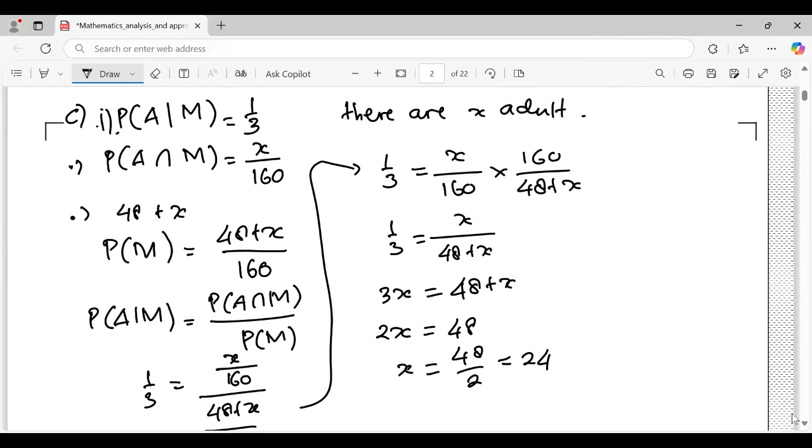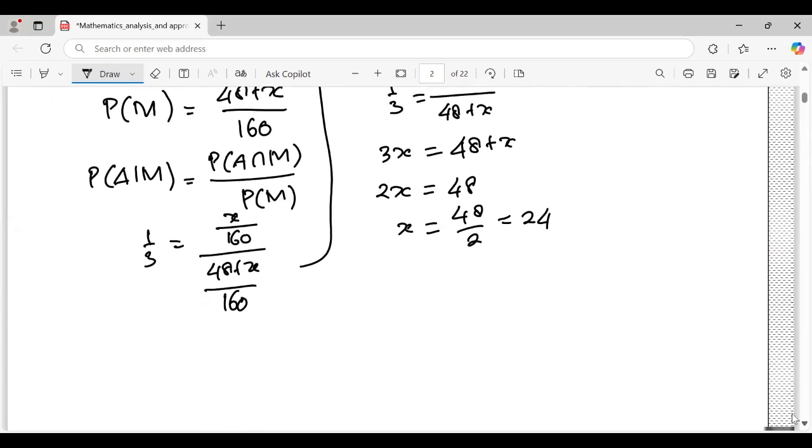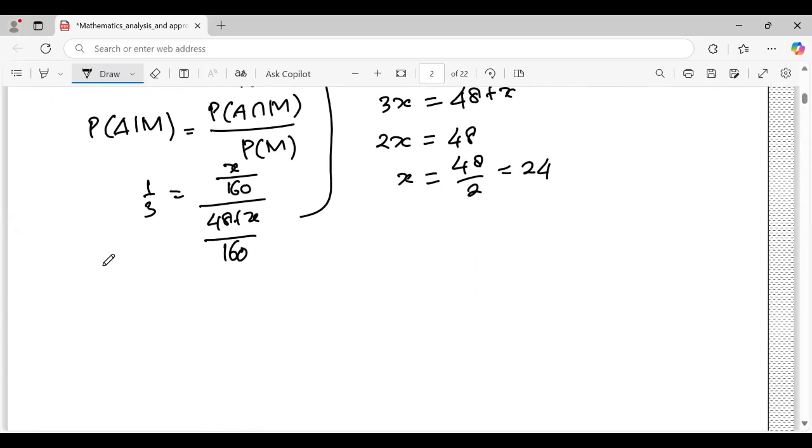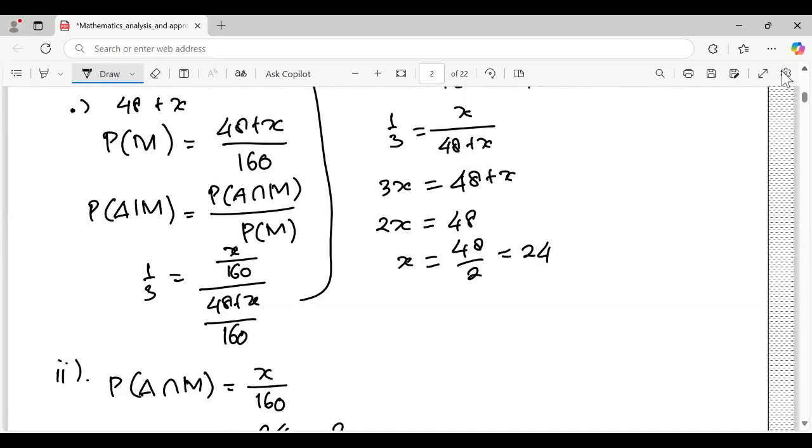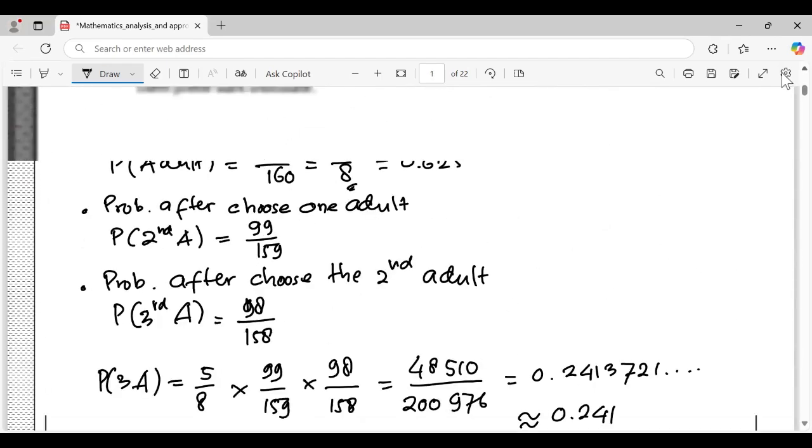And part 2. Just substitute x equals 24 into the probability of A intersection M, x over 160. If x is 24, it's going to be 24 over 160, which is 3/20. And the next question is part D.